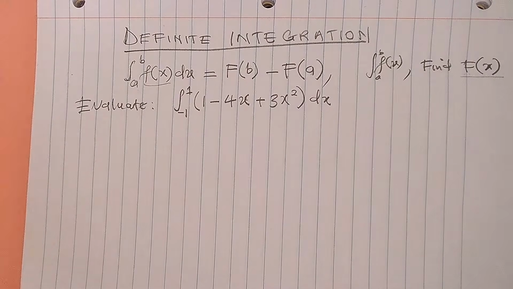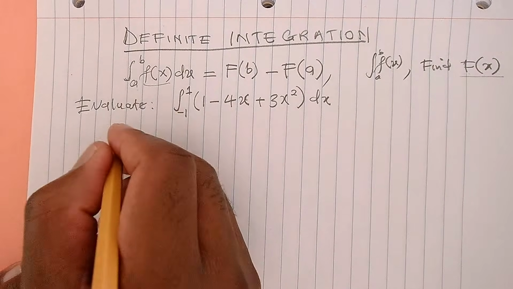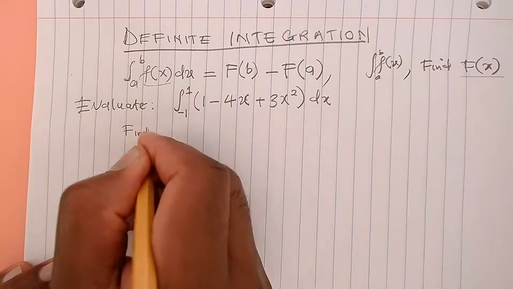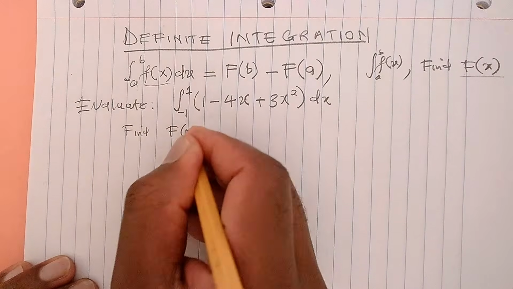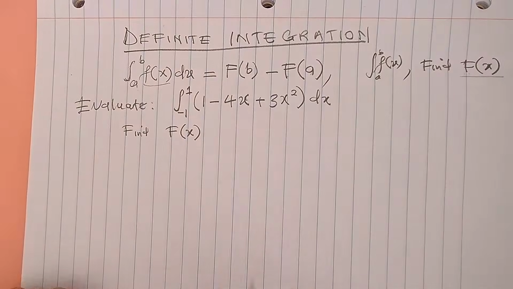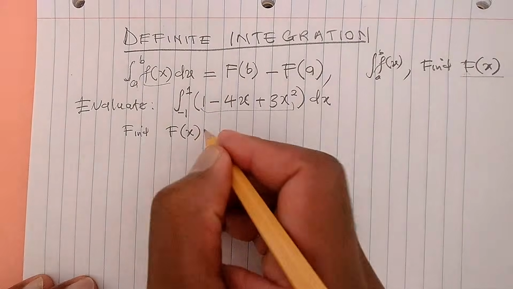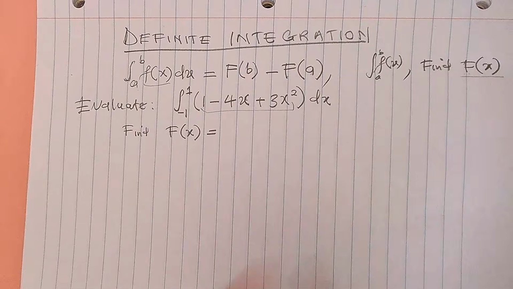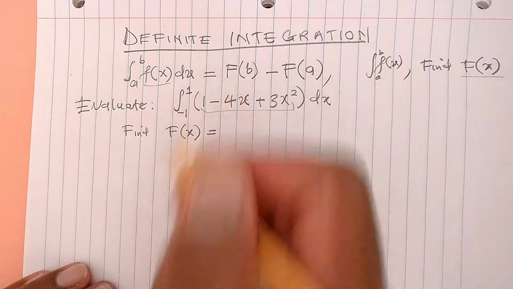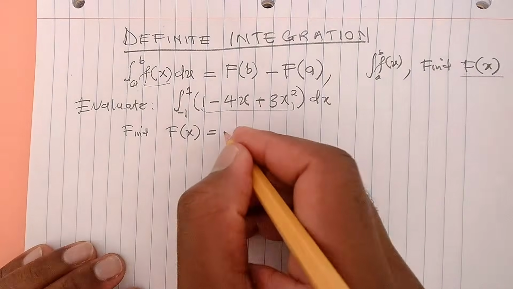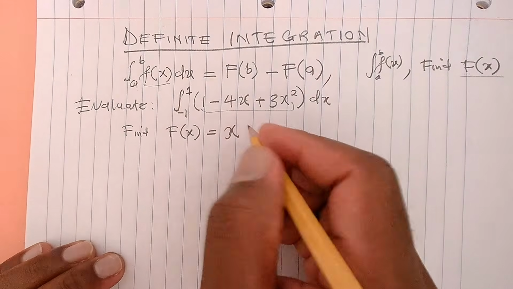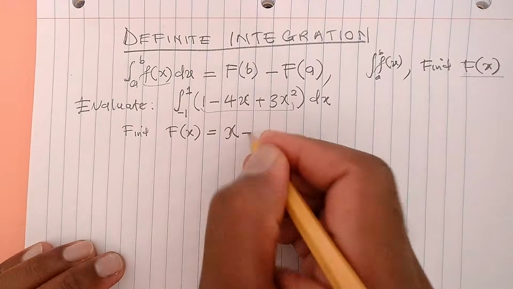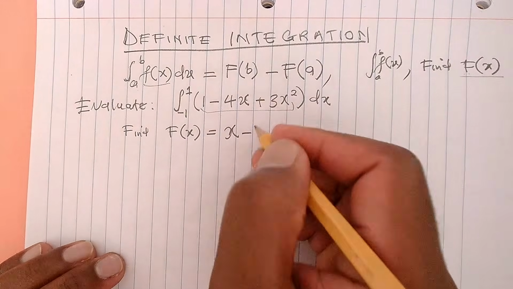So if this is the case, then let us find, so the first task, right, we said it is to find capital F of x, the antiderivative of this expression that is inside. Okay. So since now we are experts, we know that the antiderivative of 1 is what? Is just x, right? We just have x.